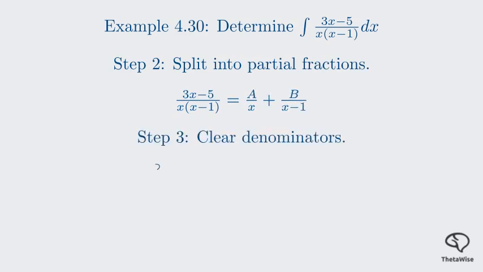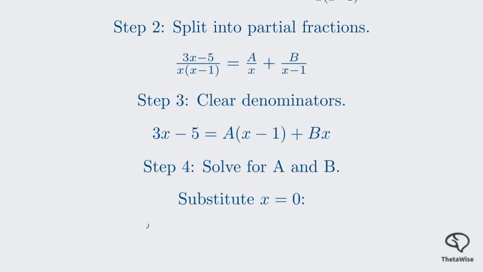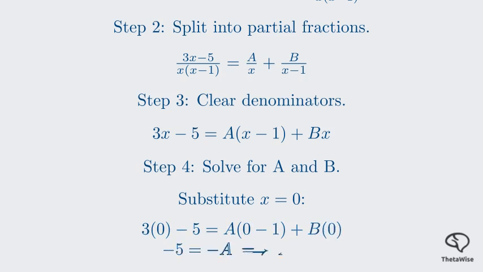Step 3. Clear the denominators by multiplying by x times x minus 1. This gives us 3x minus 5 equals a times x minus 1 plus b times x. Step 4. Solve for the constants using substitution. First, let's substitute x equals 0. This makes the b term 0. We get negative 5 equals a times negative 1, so a is 5.